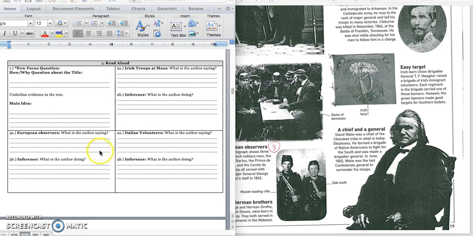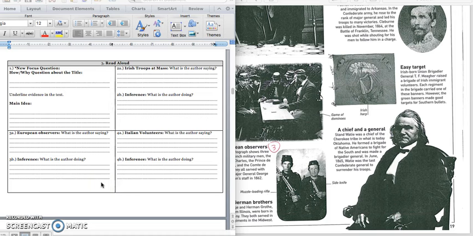If I'm going back, I know that European observers were men that had high rankings in the armies of their home countries. So soldiers from other countries in Europe came over to the United States to help fight in the Civil War. And if they did come, that's because they were high up in the military in their countries. So let's write down our answer for 3A. European observers were men that had high rankings in the armies of their home countries. Press pause to write down your answer and play when you're ready for 3B.